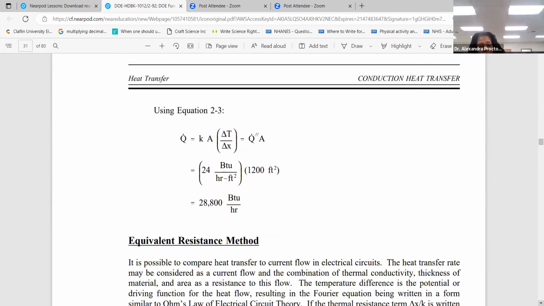And then they use the equation Q is equal to KA times delta T over delta X, which is equal to the flux times A. And so they multiplied 24 BTU per hour foot squared times 1,200 feet squared, and they come up with a Q of 28,800 BTU per hour.